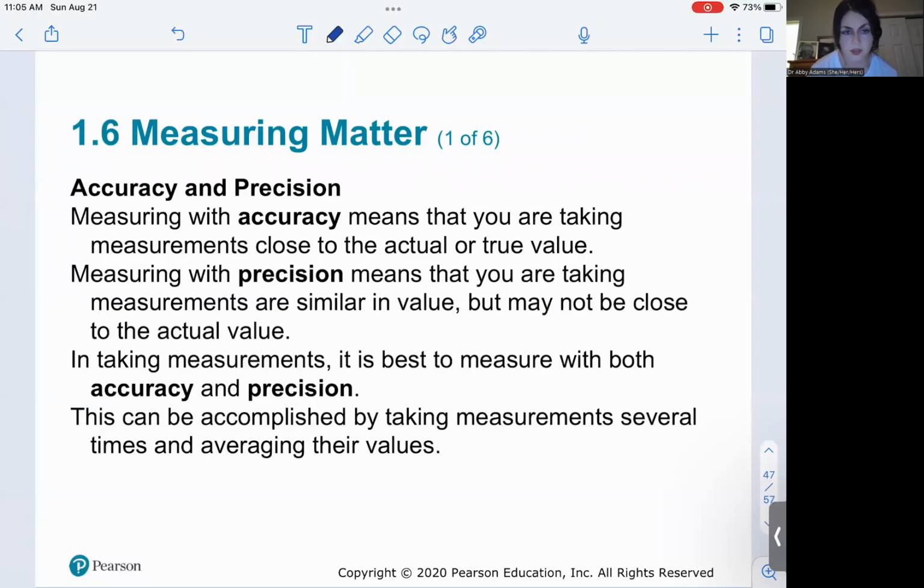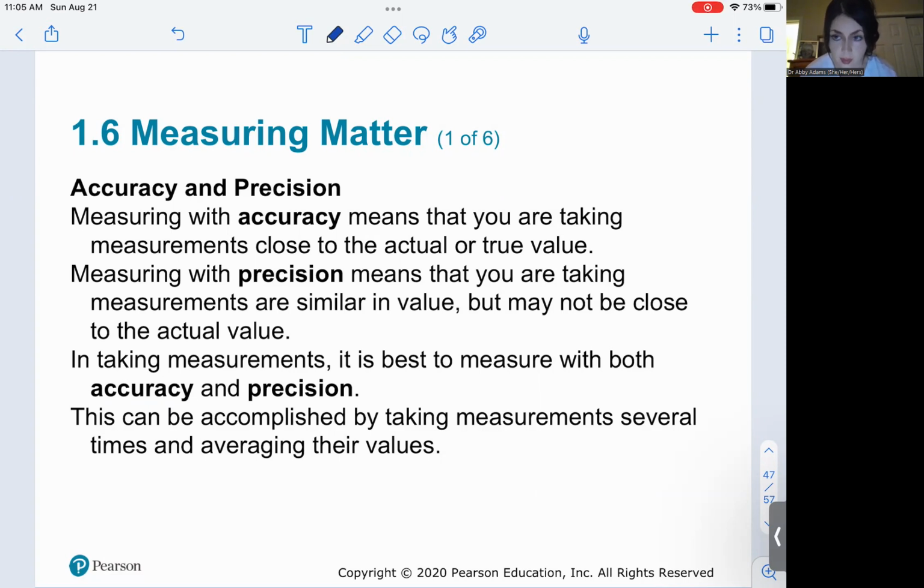All right, we're talking about measuring matter, chapter 1.6. This is about accuracy and precision. Measuring with accuracy means that you are taking measurements close to the actual or true value.